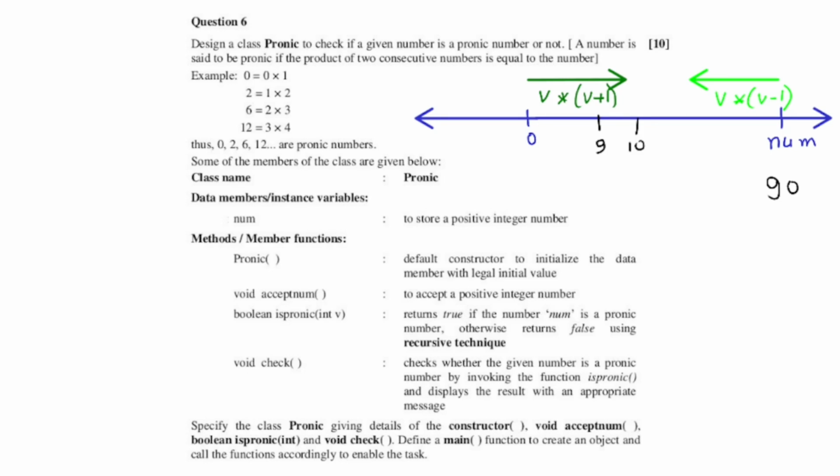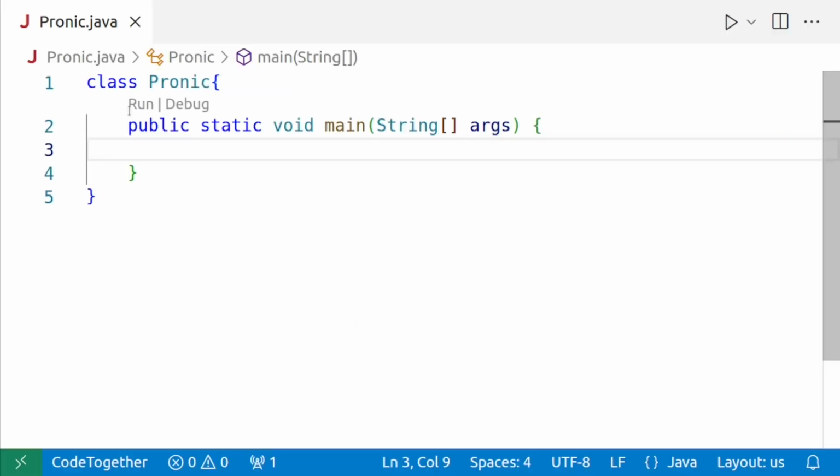Now in recursion, the base condition or the exit condition is very important. Otherwise, the program might run till all the resources are exhausted, and we don't want that to happen. So what we'll do is, our exit condition will be if v into v plus 1 is more than the number, that is more than num in this case, then we'll exit from the function. So let us begin with coding.